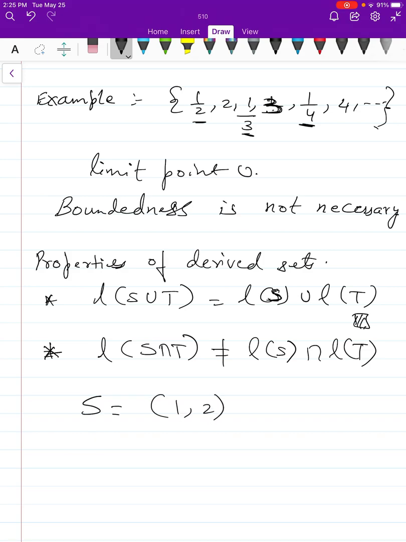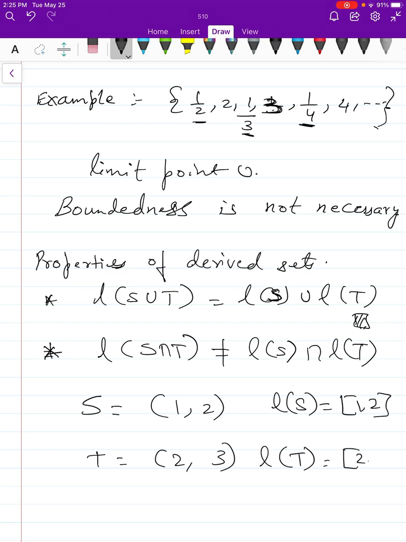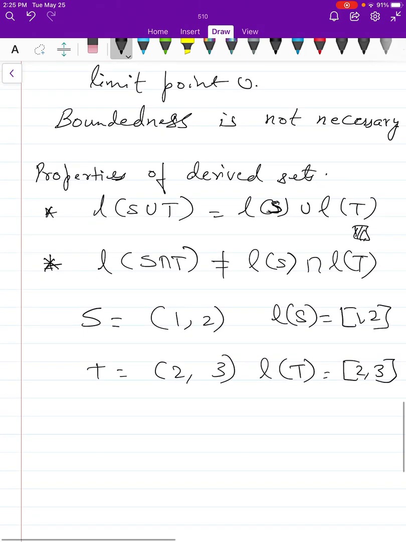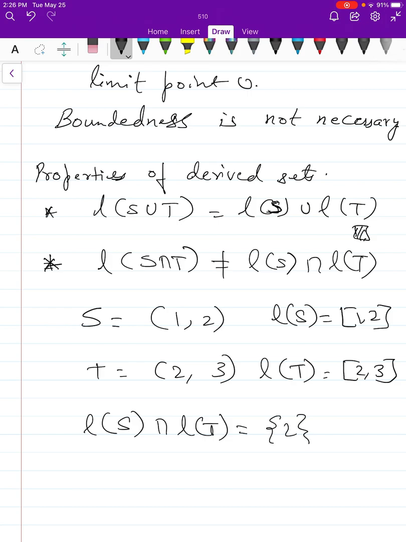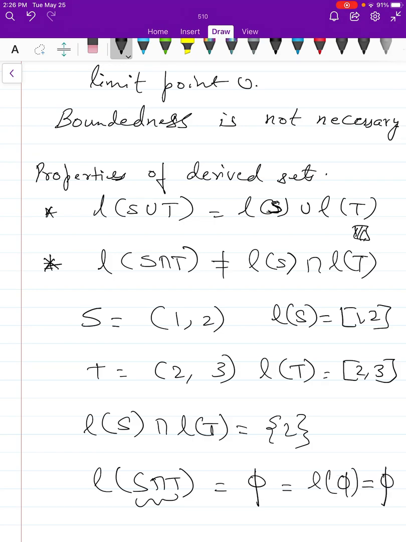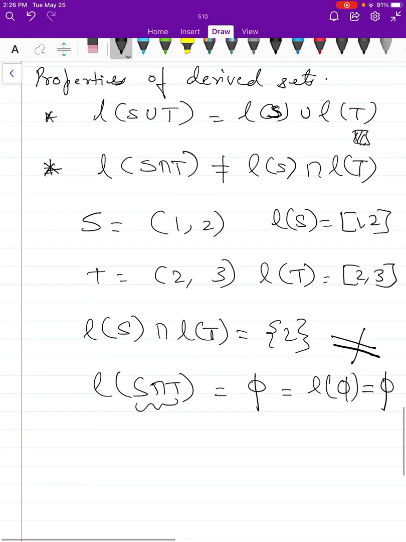Say S is 1 comma 2 and T is 2 comma 3. So what is L of S? It is the closed interval 1 comma 2. L of T is the closed interval 2 comma 3. Correct. So L of S intersection L of T would be just the singleton set 2. But for L of S intersection T, first, what is S intersection T? It is the null set. So the derived set of the null set is nothing but the null set again. So the singleton set is not equal to the null set.